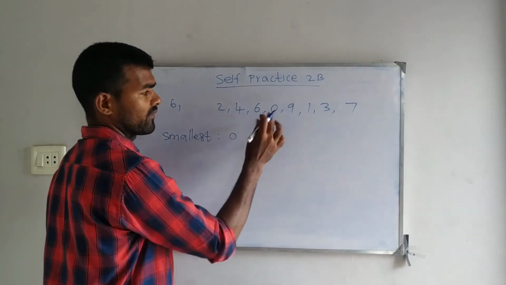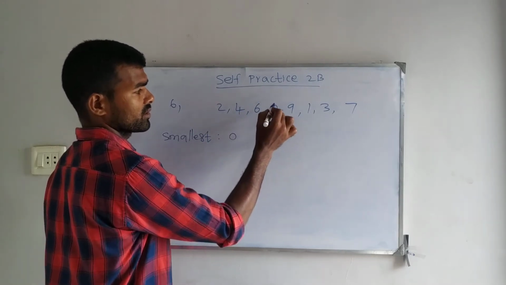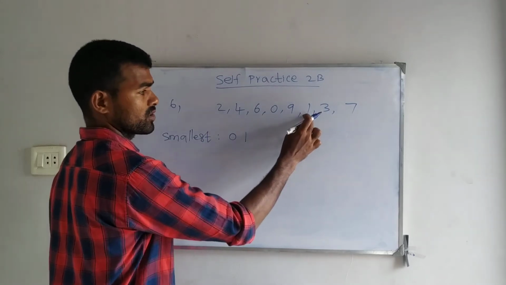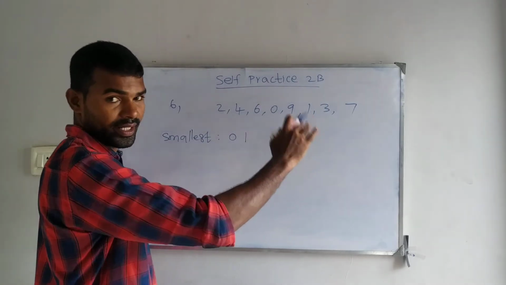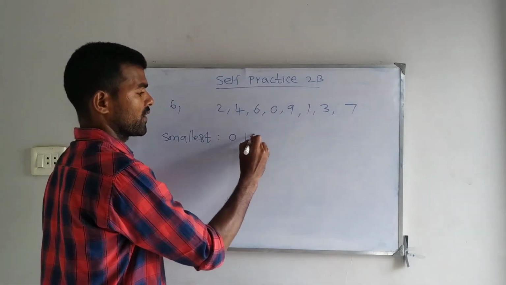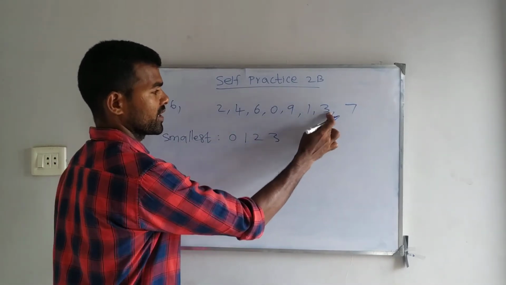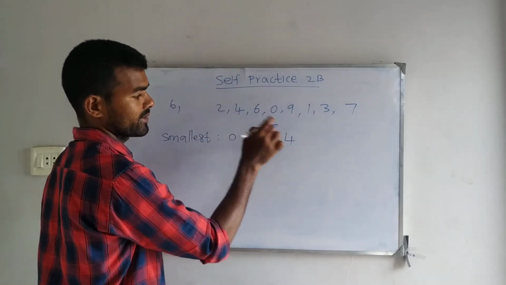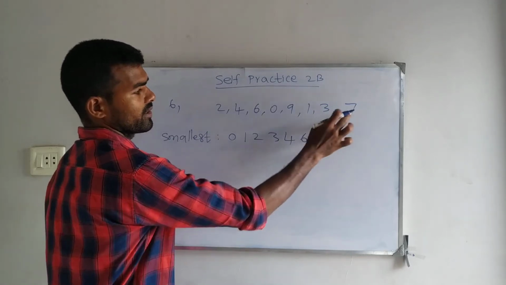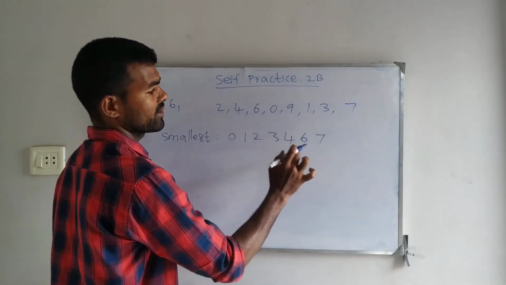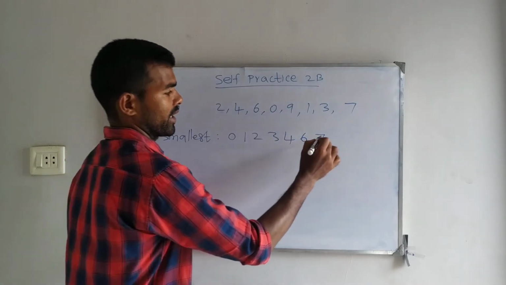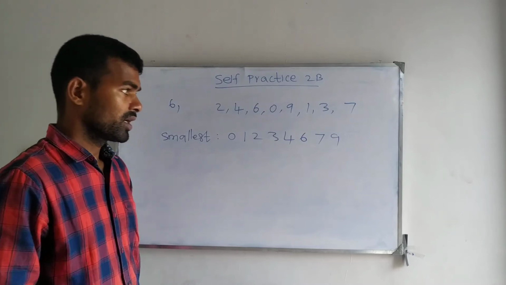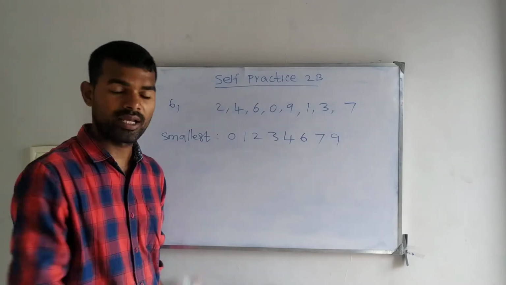0. After 0, the next smaller digit is 1. After 1, next 2. After 2, next is 3. After 3, next is 4. After 4, the next number is 5, not 6. After 6, the next number is 7. After 7, the next number is 9. We have written here. Now, this is the smallest number.